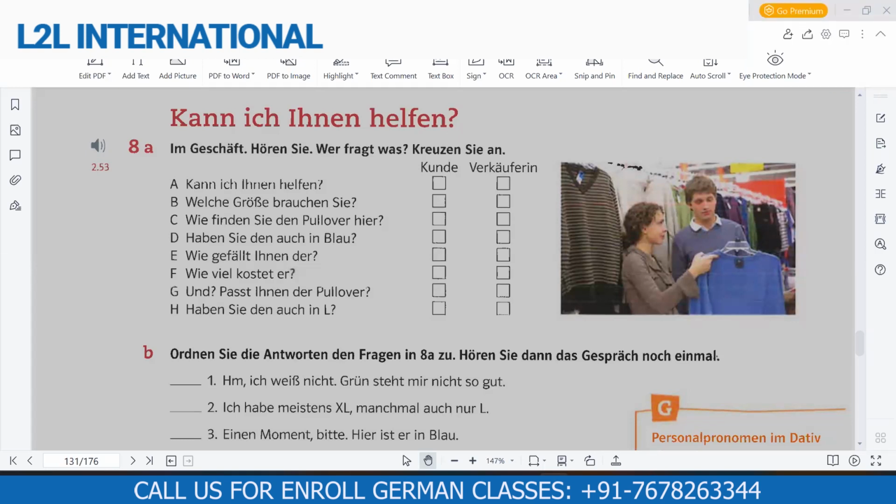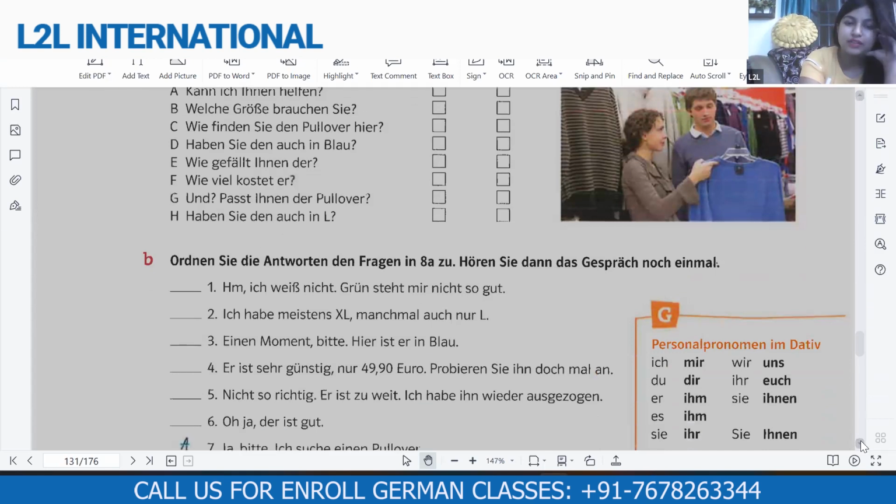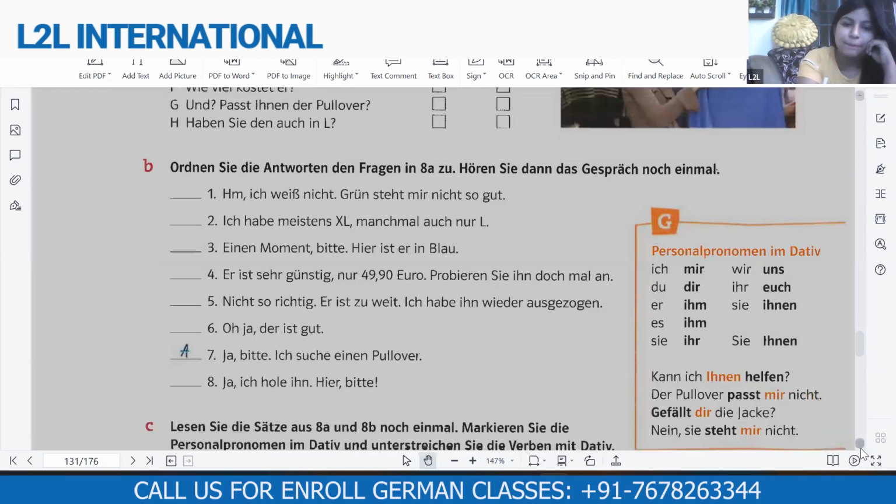Haben Sie den auch in L? Kunde. Do you have that in L? That's Kunde. Very good. Now another task comes in here. You have read the questions between the Kunde and the Verkäuferin. Now you have to arrange the answers for these questions. For example, the first question, kann ich Ihnen helfen? The answer is: Ja, bitte, ich suche einen Pullover. So we have written A here. Similarly, try to find the answers for the other questions, arrange them, and then we can discuss.